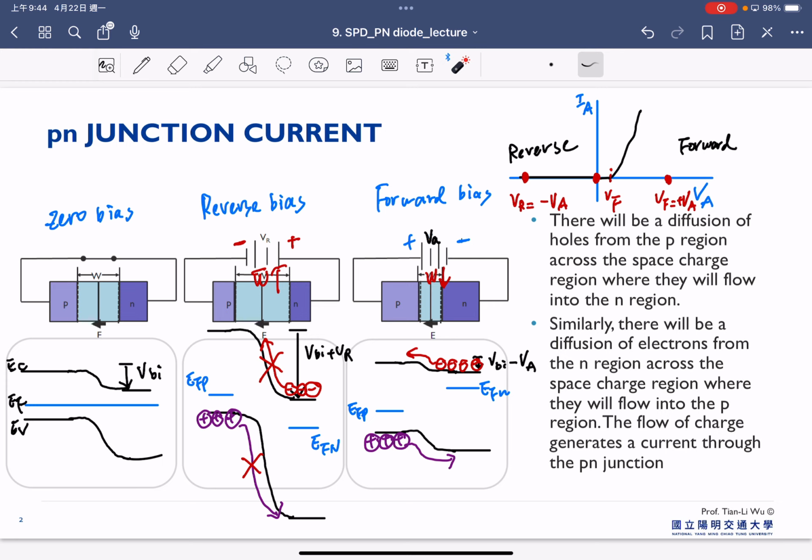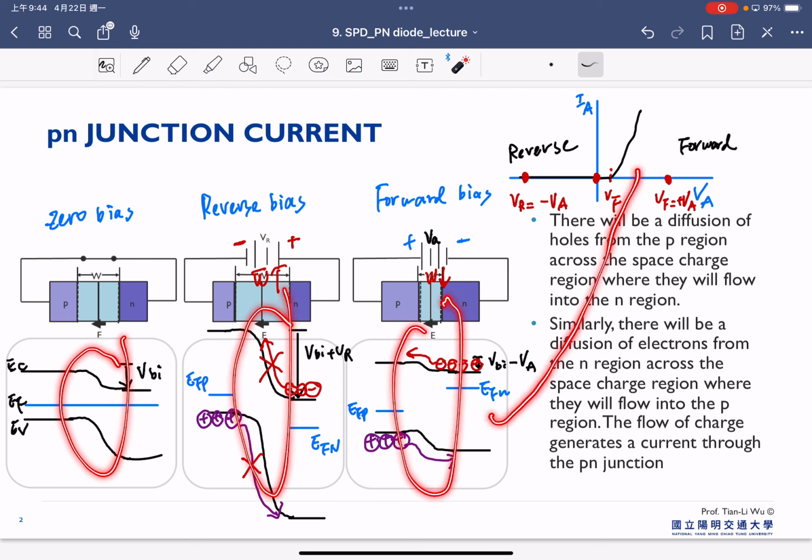So that's the summary for the carrier flow, the physics of the carrier flow in the PN junctions here. As I said, if we can use the band diagram properly, then we are able to analyze most of the device physics. For example, in the case of the PN diode, the band diagram already can help us understand why the current voltage characteristic looks like this.